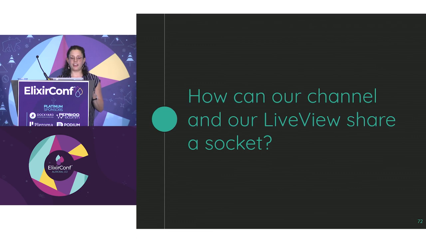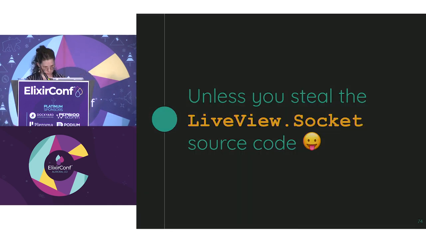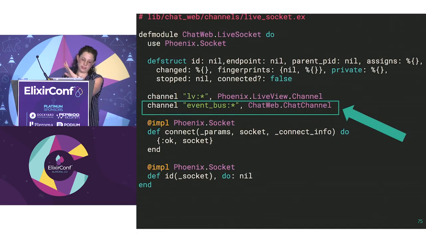But how can our channel and our live view share a socket? They can't. Unless you steal the live socket source code. So you could, this is what I did, copy and paste the live socket source code so that you're sort of extending your own. So I defined a socket module that's a straight up copy of LiveView's live socket module. The only line I added in addition to what was already there is this line with the channel definition where we're mapping the topic of event bus to our soon to be defined custom channel.